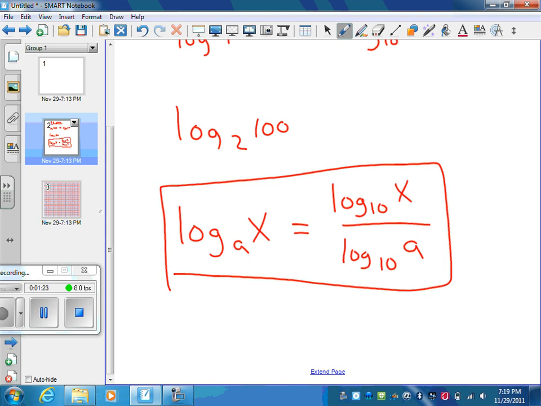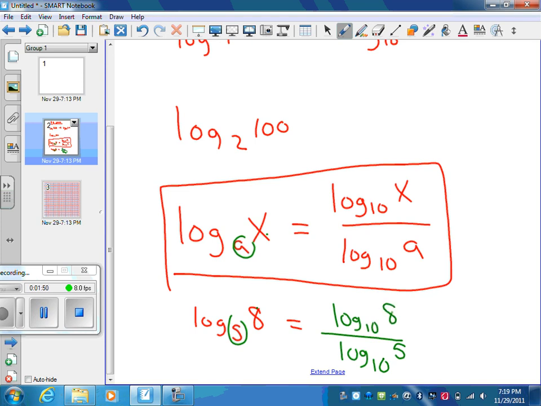For example, if I wanted to do log base 5 of 8, the 5 is a and the 8 is x, so I would go log base 10 of 8 over log base 10 of 5, and you would get the correct answer. I'll give you a second to pause me if you don't have a calculator handy. Just try this on your calculator, and hopefully you get about 1.292.